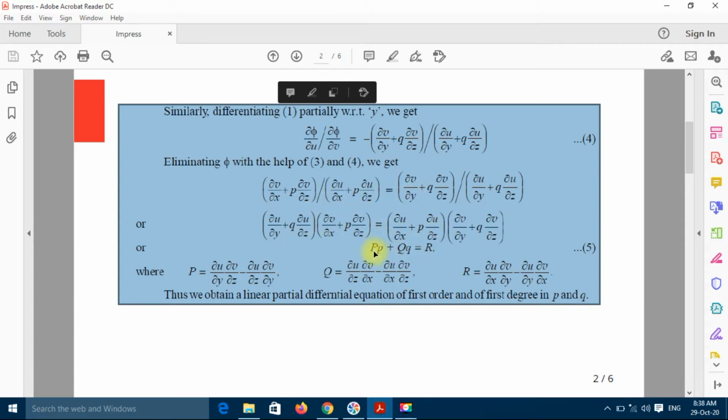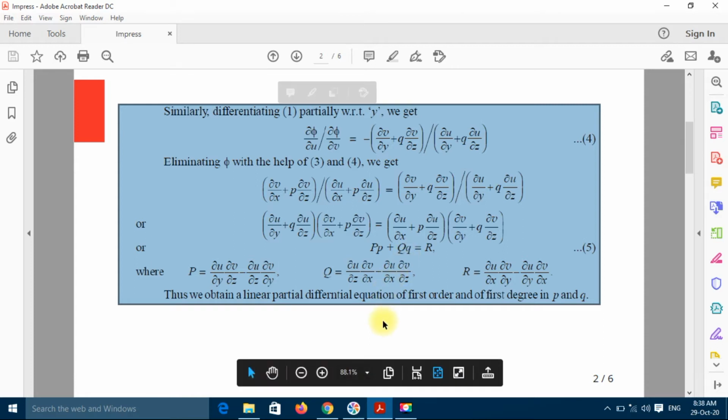we get an equation Pp plus Qq is equal to R, where capital P and capital Q are functions of x, y and z, and capital R is also a function of x, y and z, and this p and q occur in first order of degree 1. So this is our required differential equation.